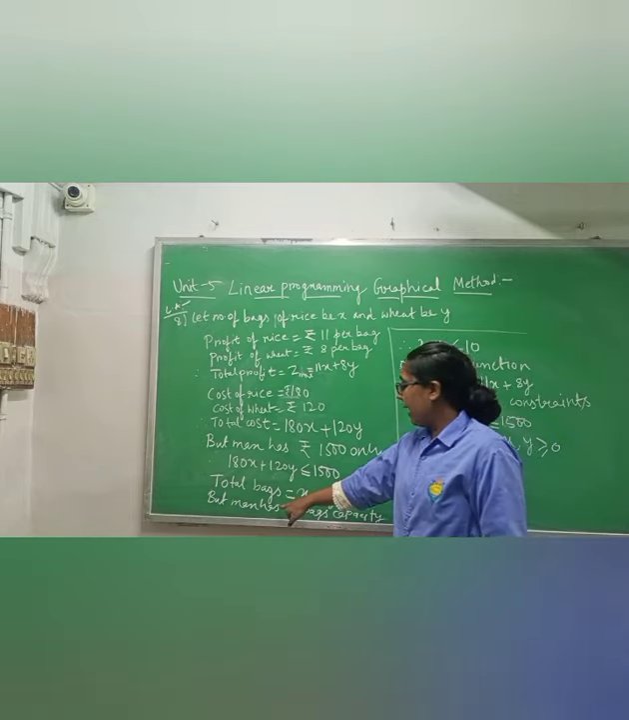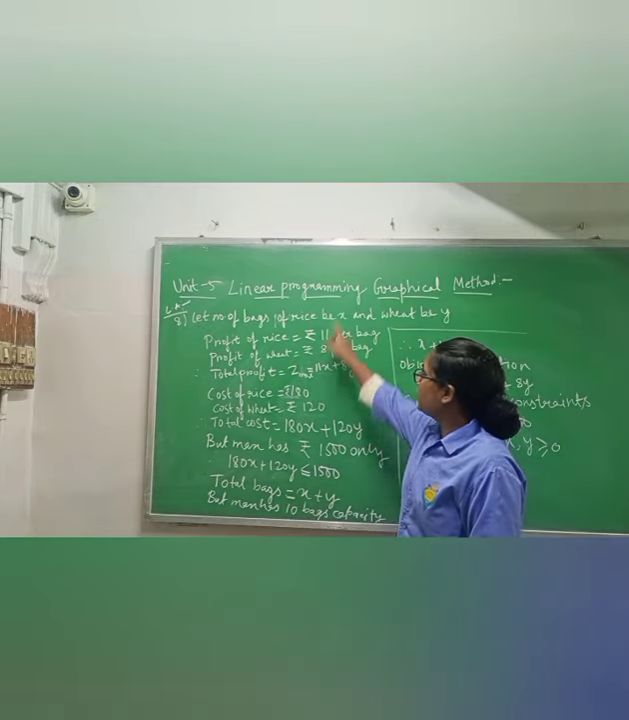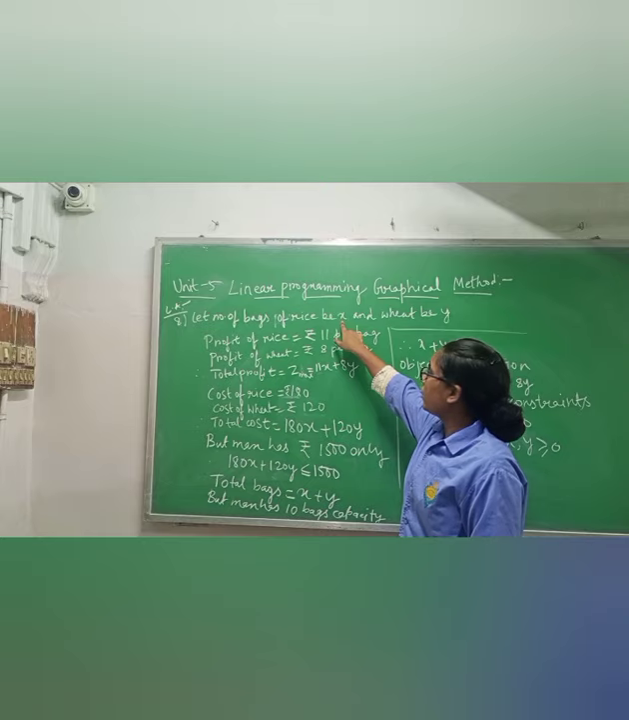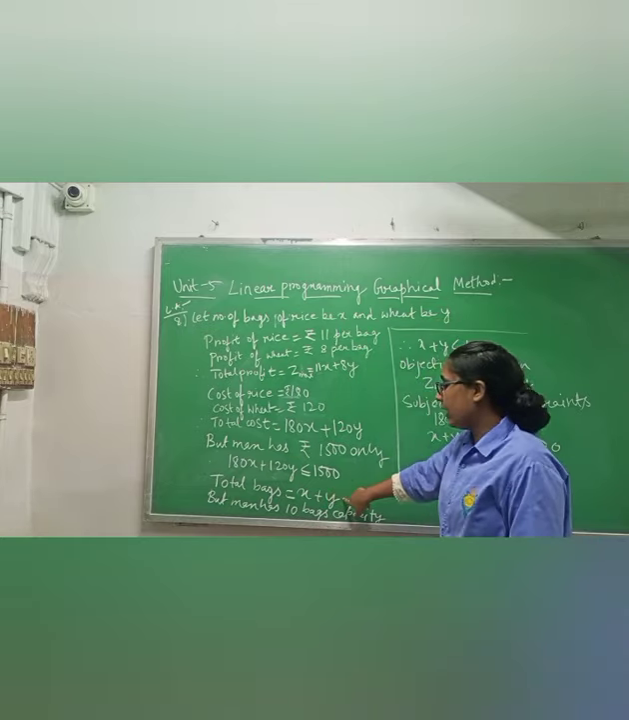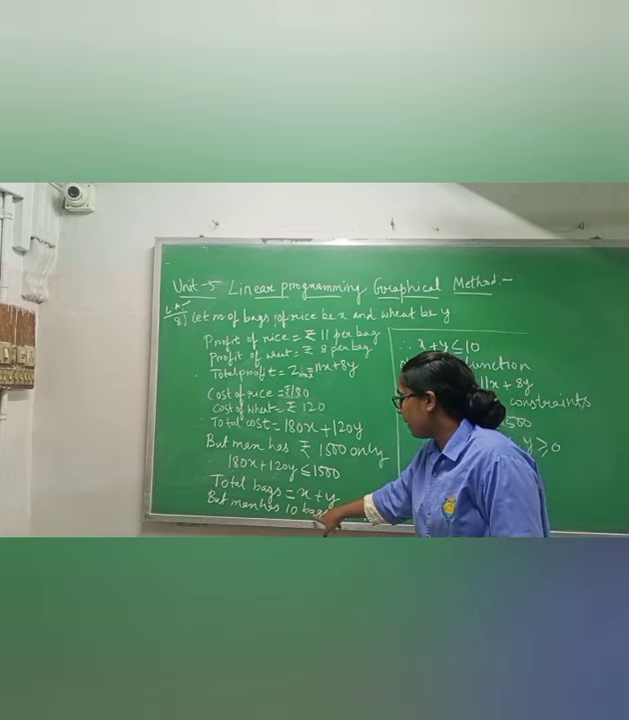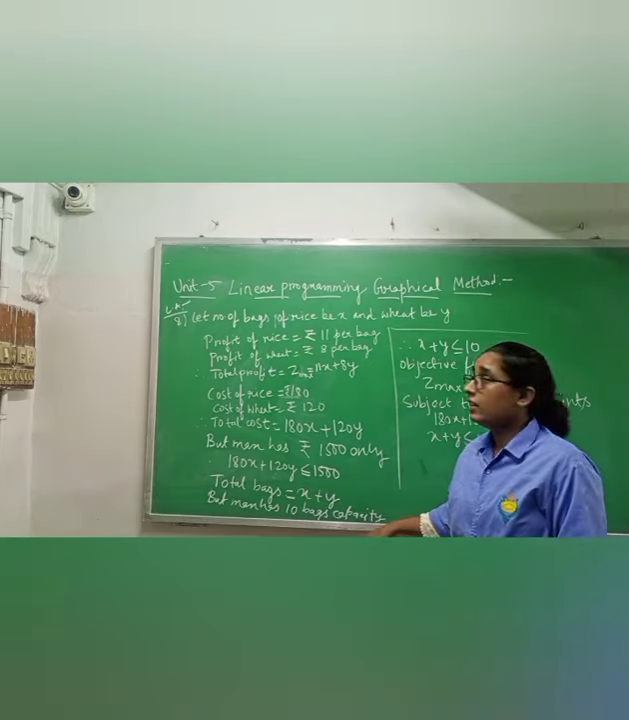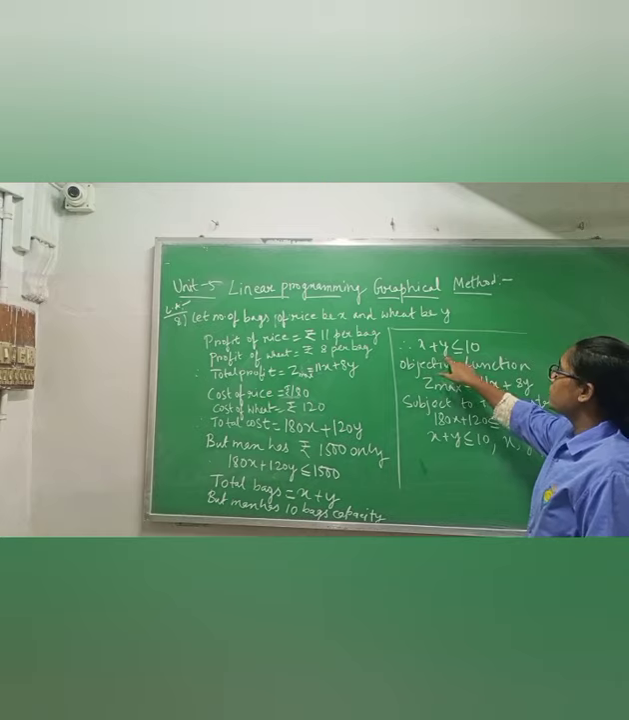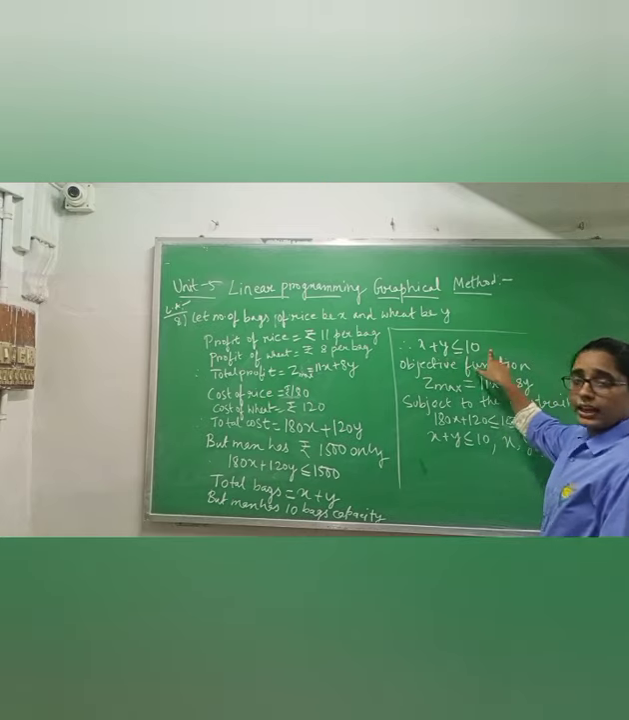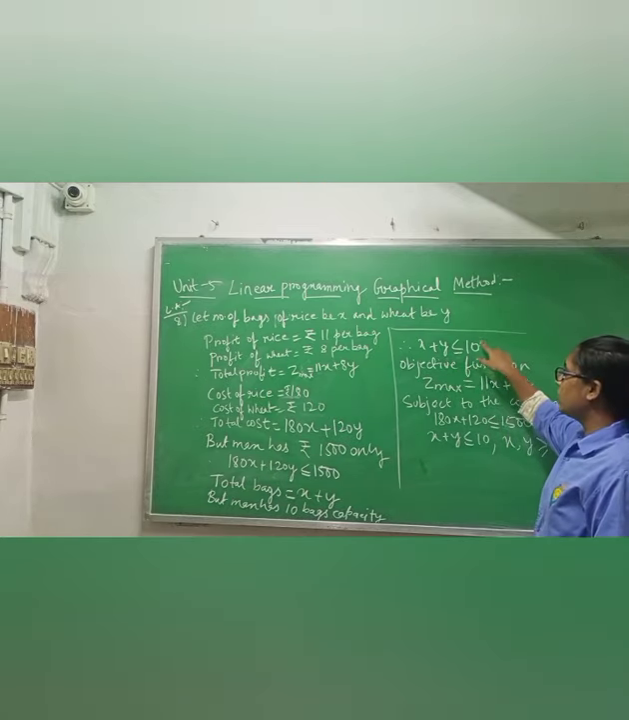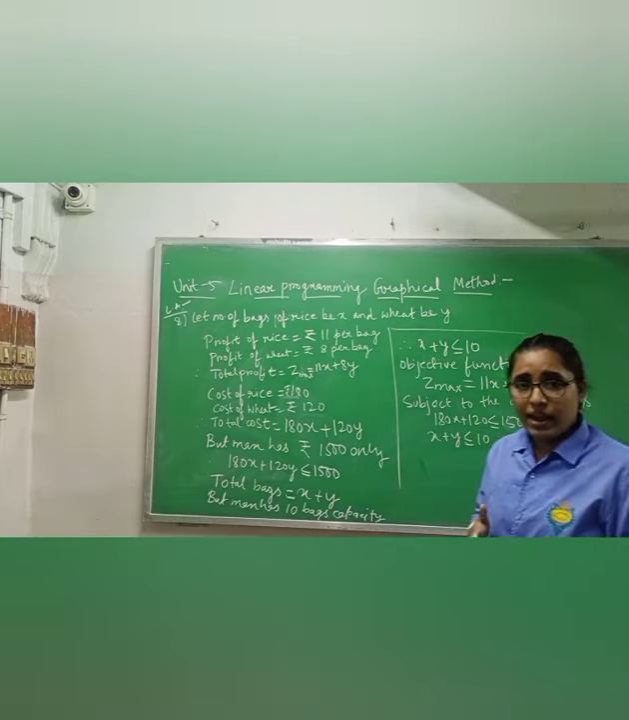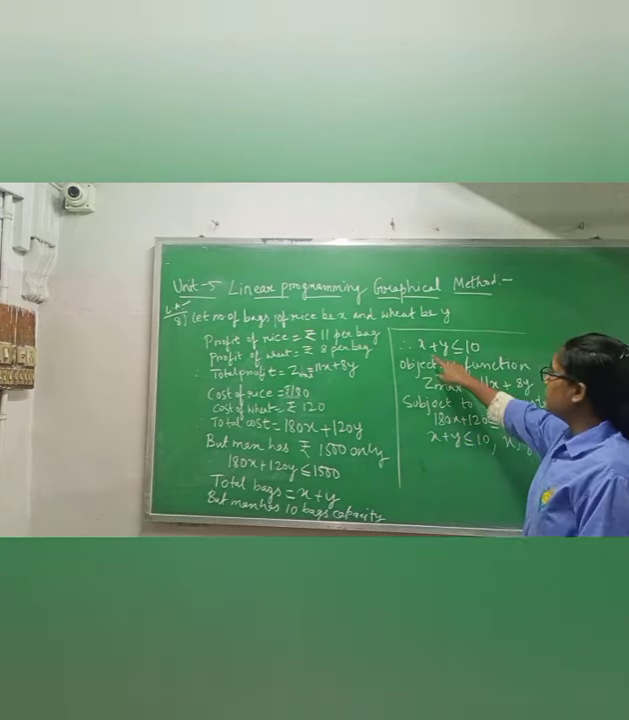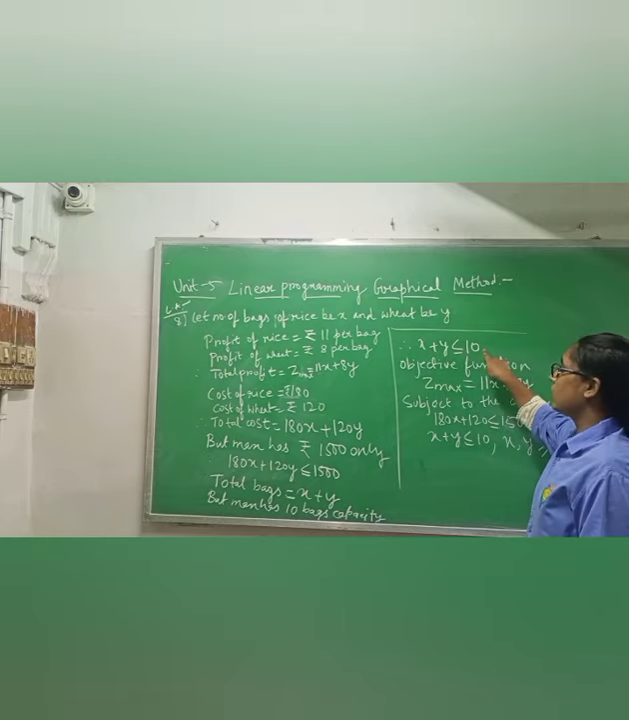Now how many total bags does he have? x bags for rice and y bags for wheat. The total bags will be x plus y. But the man has a capacity of 10 bags, not more than that. That is why I have written x plus y is less than or equal to 10. He will not be able to take more than 10 bags. He can only take 10 bags or less than that.